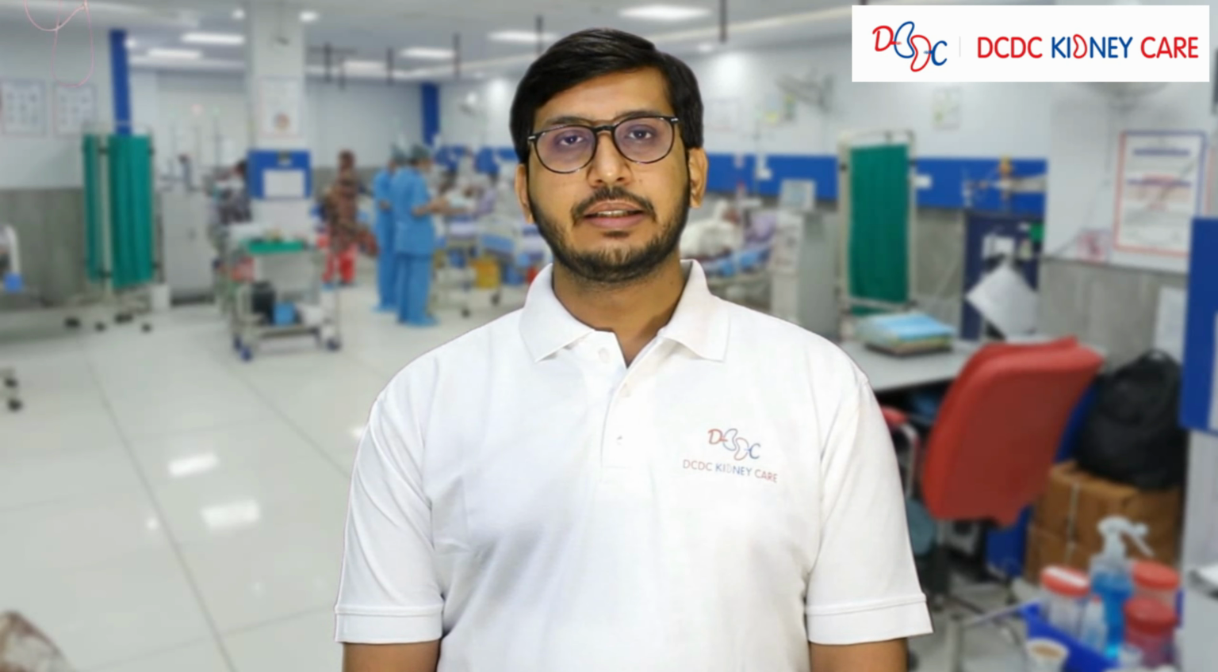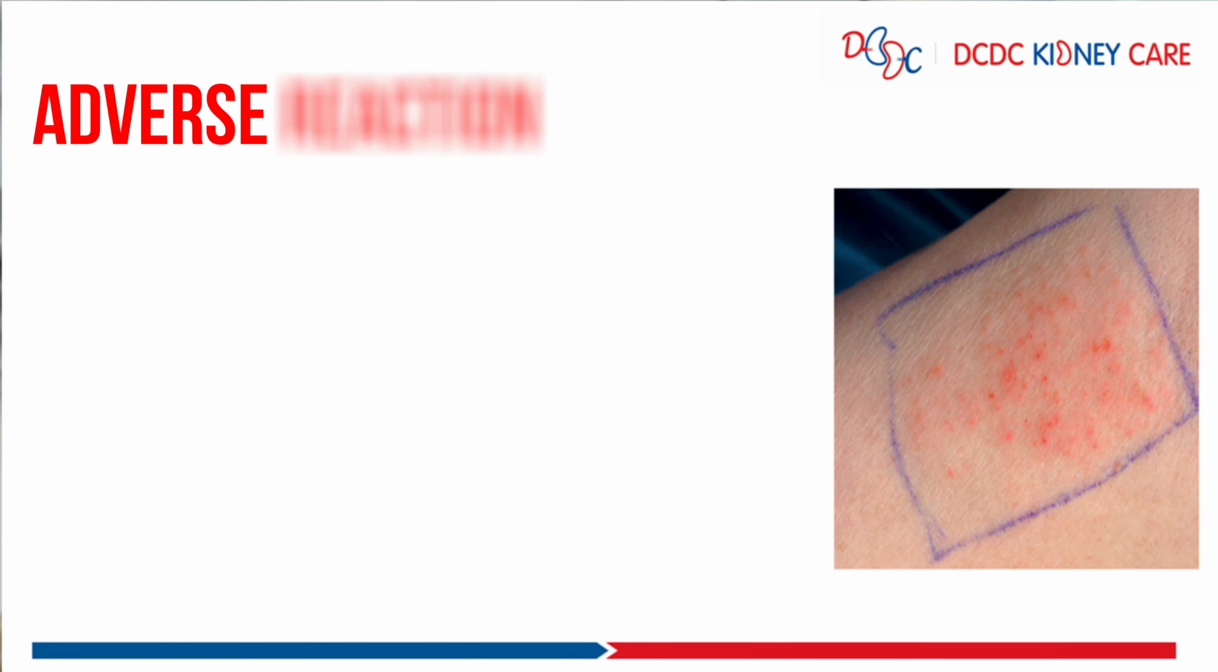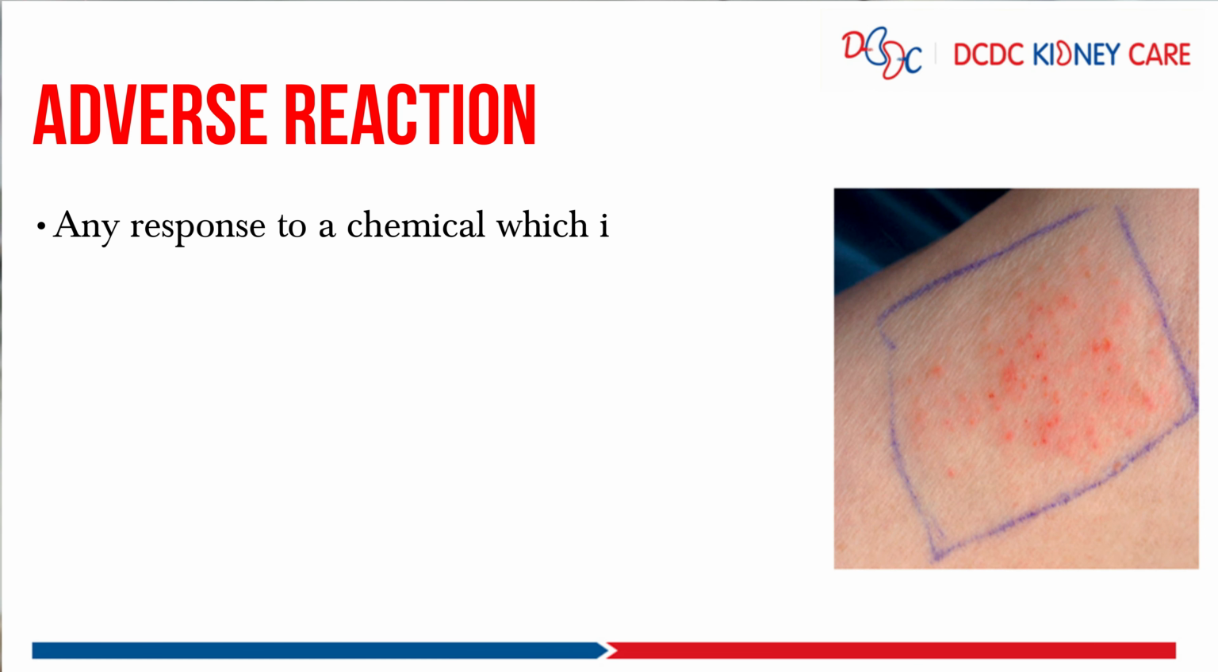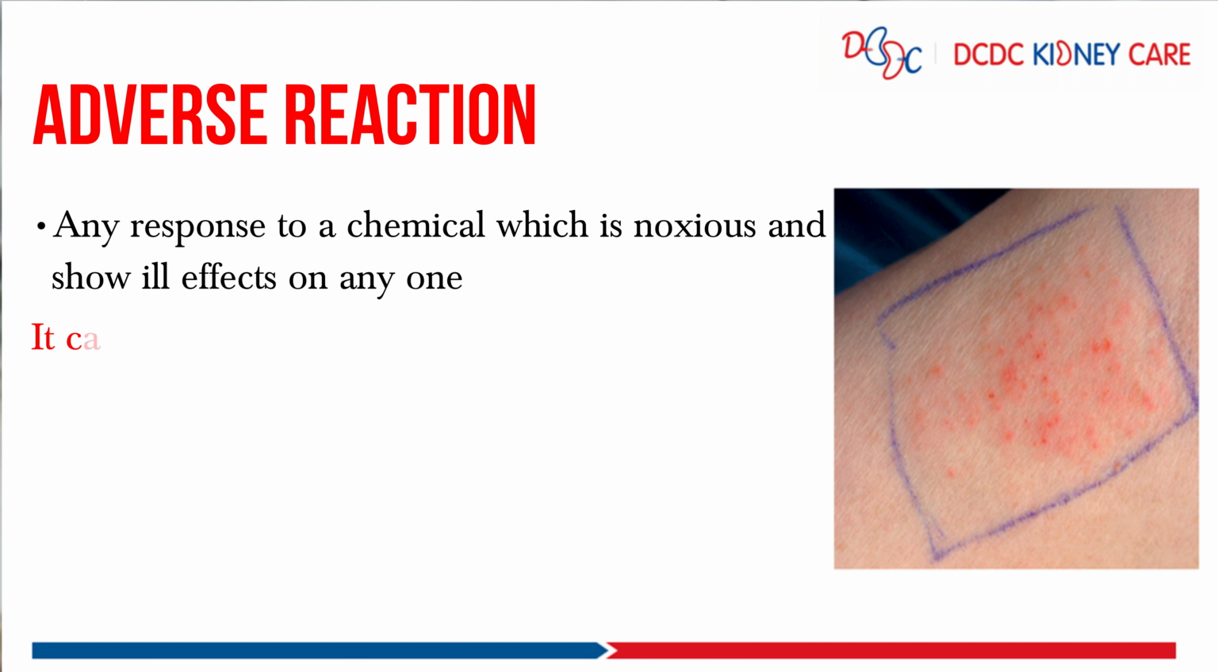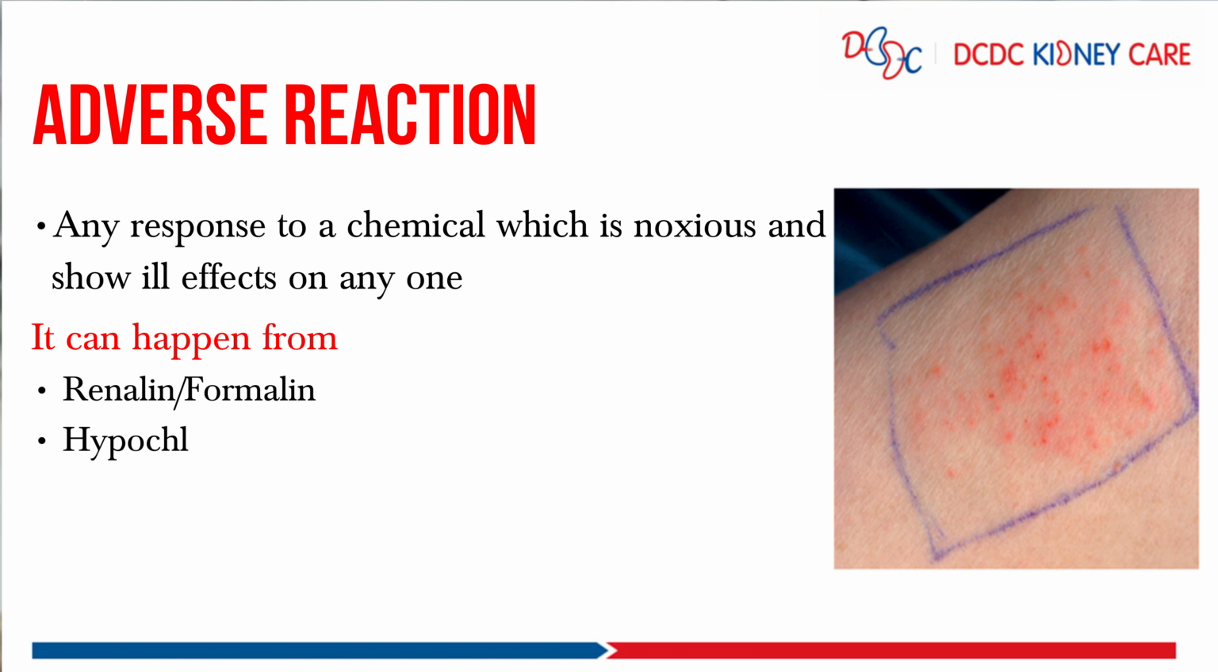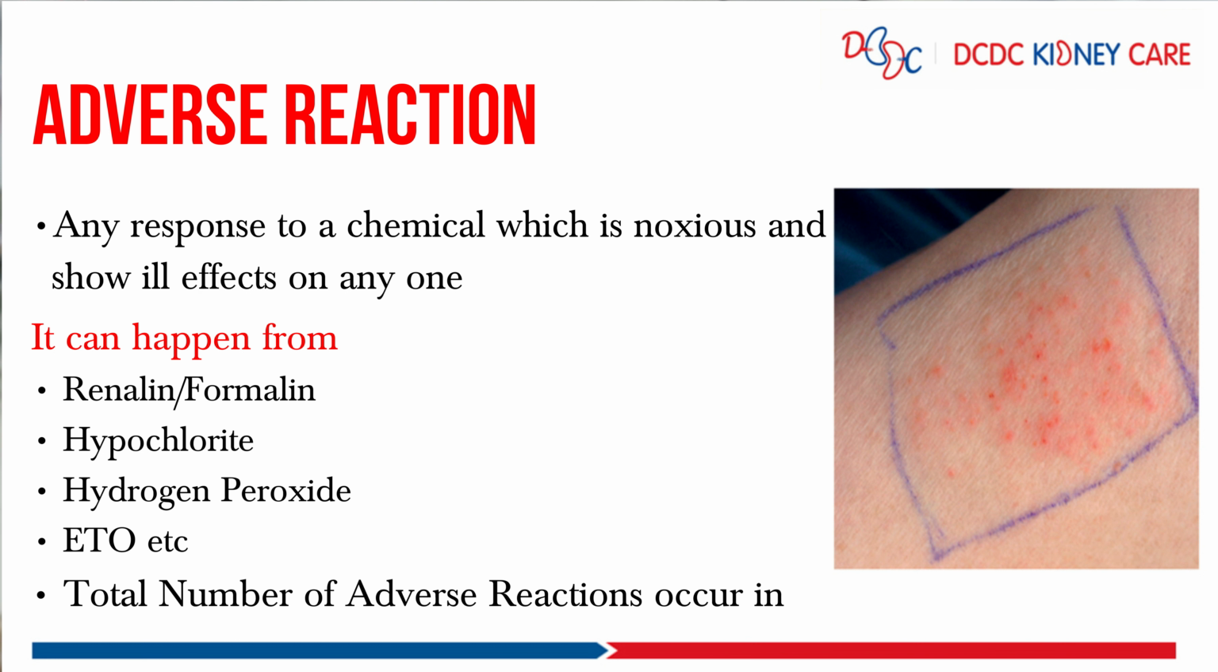The next indicator is adverse reaction. It is defined as any response to a chemical which is noxious or shows ill effect on anyone. In our unit, it can occur due to various chemicals we use during dialysis: Renalin, hypochlorite, hydrogen peroxide, etc. So if any adverse reaction occurs due to the above chemicals, it can be recorded as the adverse reaction indicator.